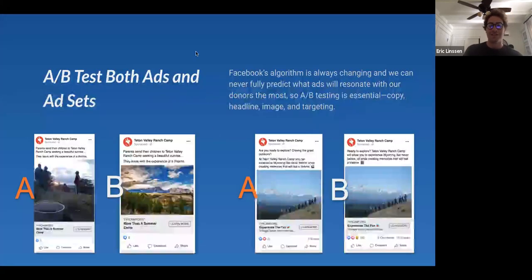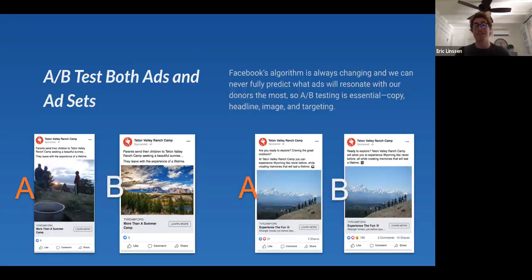So Facebook's algorithm is always changing. Everyone's needs are completely different. And the way everyone's audiences interact, well, they might be similar to certain nonprofits. No one's audiences are exactly the same. And so the only way to truly find out what works is just to always be testing.